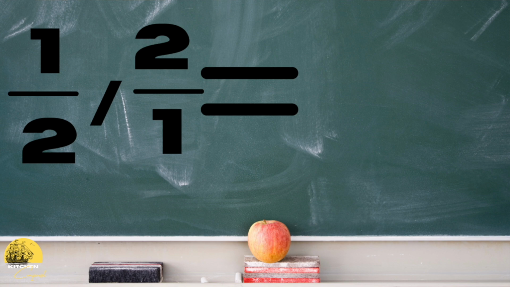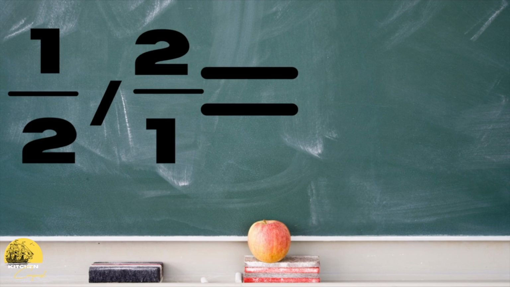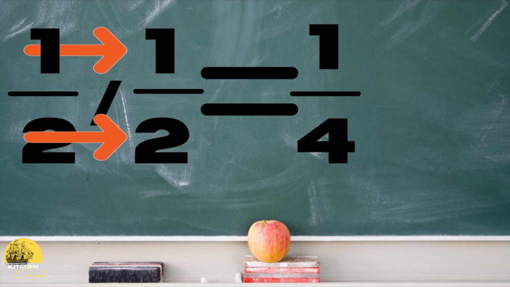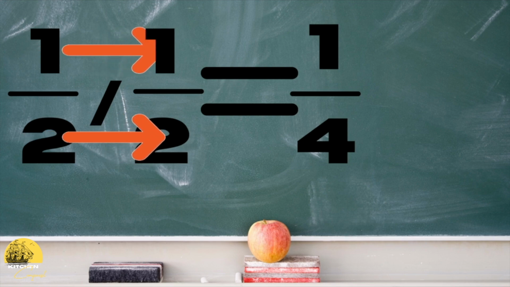So we have 1 over 2, and again, we're going to put the single digit over 1, which is going to be 2 over 1. From there, we're going to take the reciprocal. You look at the second number, and you rotate the digits. So it's going to be 1 over 2. And then you just multiply across. So it's going to be 1 times 1 equals 1, and 2 times 2 equals 4. So your answer, if you're dividing by 2, is going to be 1/4.